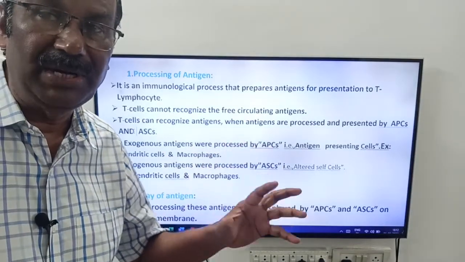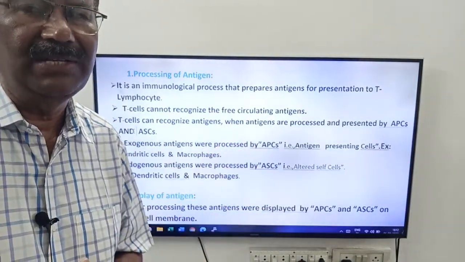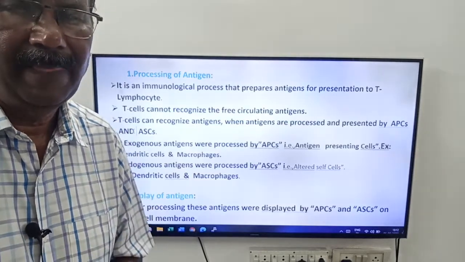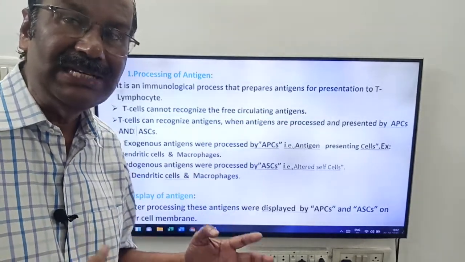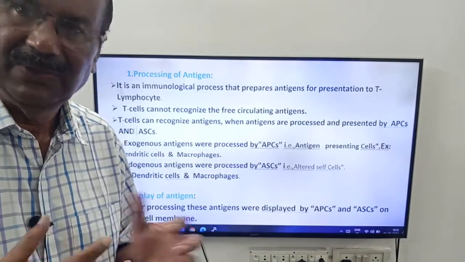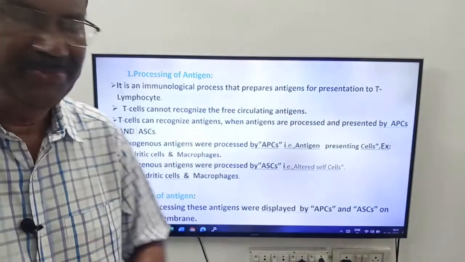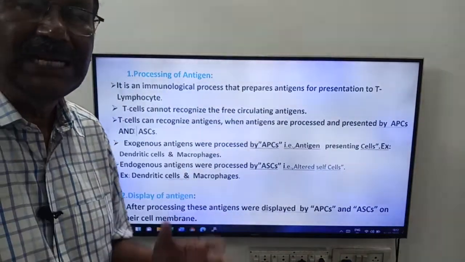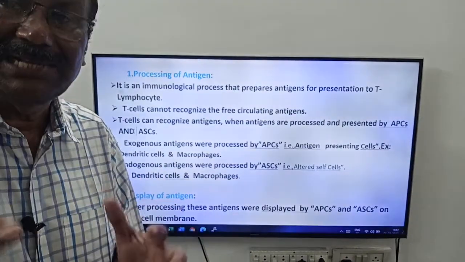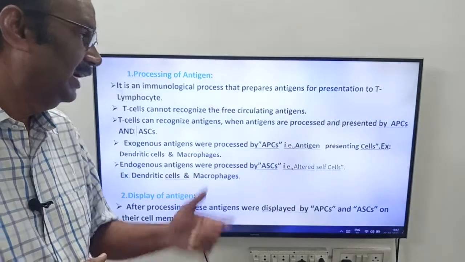Friends, these all are important for MHT-CET and NEET. Dendritic cells and macrophages are called APCs. APCs process exogenous antigens. Then only the T cells recognize them. Next, friends, endogenous antigens were processed by ASCs. What is ASC, friends?